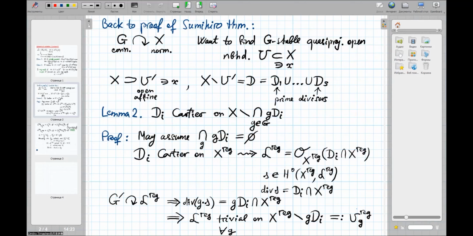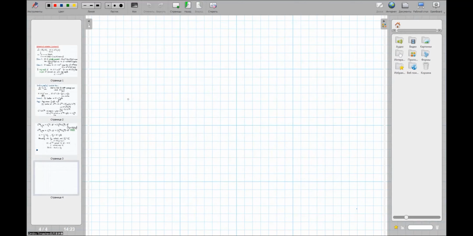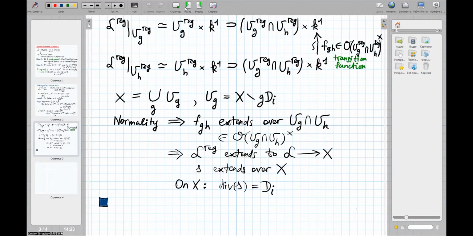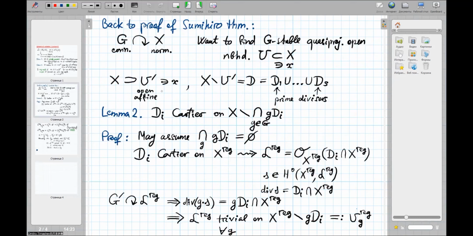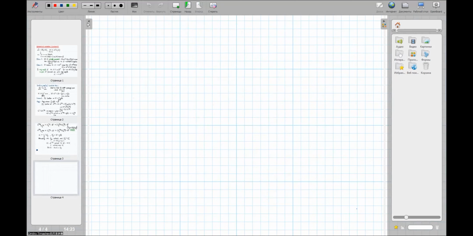Let me now finish the proof of Sumihiro's theorem. So consider, let me come back to this notation. We have an affine open neighborhood of my point x. And the complement of this affine open subset is a union of finitely many prime divisors. Let us take their formal sum. So let me denote by delta just the formal sum of these prime divisors.